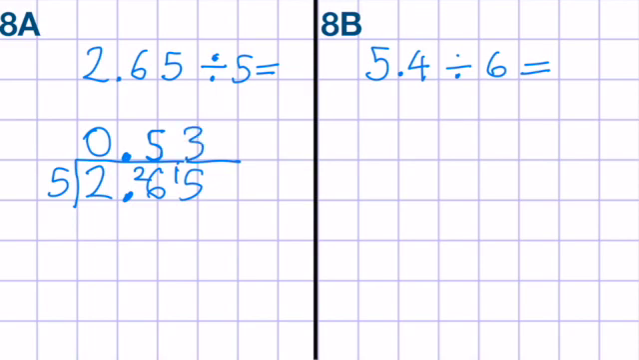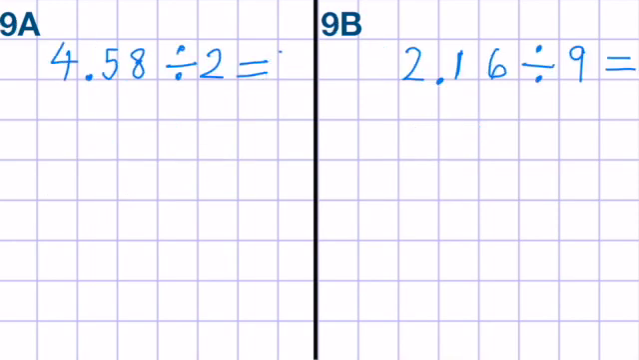Let's do the same over on 8b. We've got 6 and we've got 5.4. Let's put our decimal place above there. 6 goes into 5 0 times. So I'm going to put a 0 here and I'm going to carry across the 5. And 6 goes into 54 9 times, because 9 times 6 is 54. So the answer to that one is 0.9.